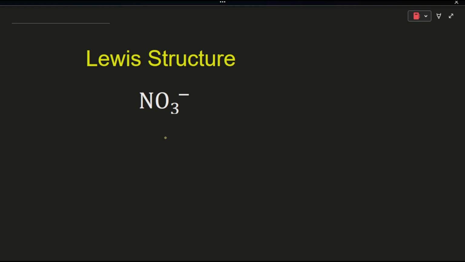In this video, we look at how to draw the Lewis structure of the nitrate ion. But first of all, we need to determine the valence electrons that this anion has. Nitrogen is in group 15 on the periodic table, in the second period, having 5 valence electrons. Now, oxygen is in group 16 on the periodic table with 6 valence electrons.